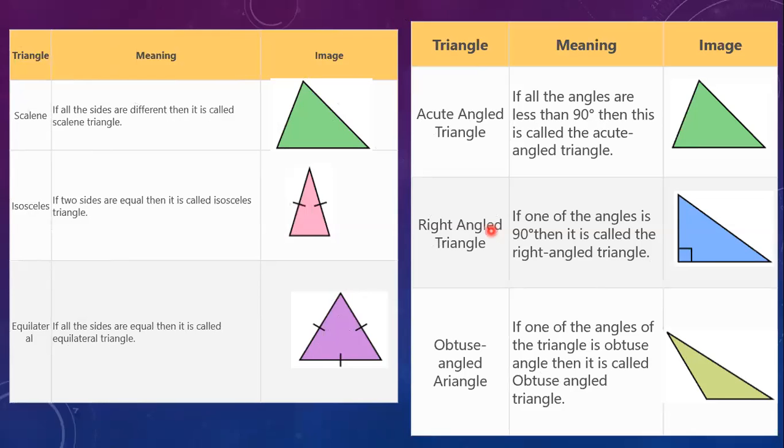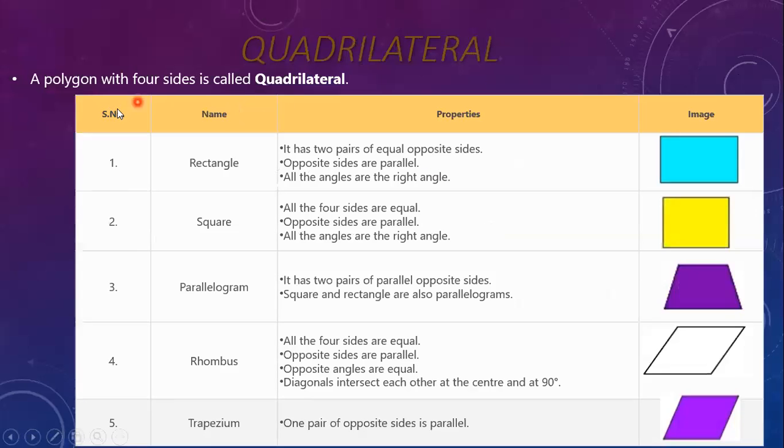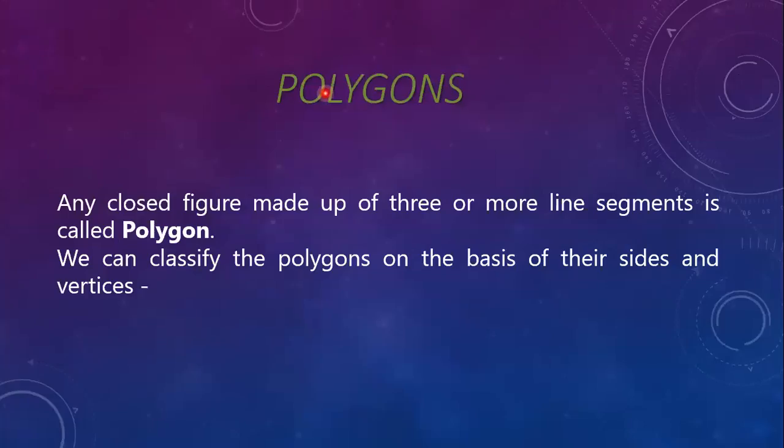So next is quadrilateral. A polygon with four sides is called a quadrilateral. We know that quadri means four. So a polygon which has four sides is called a quadrilateral. We get many images there. Now let us see what they are.